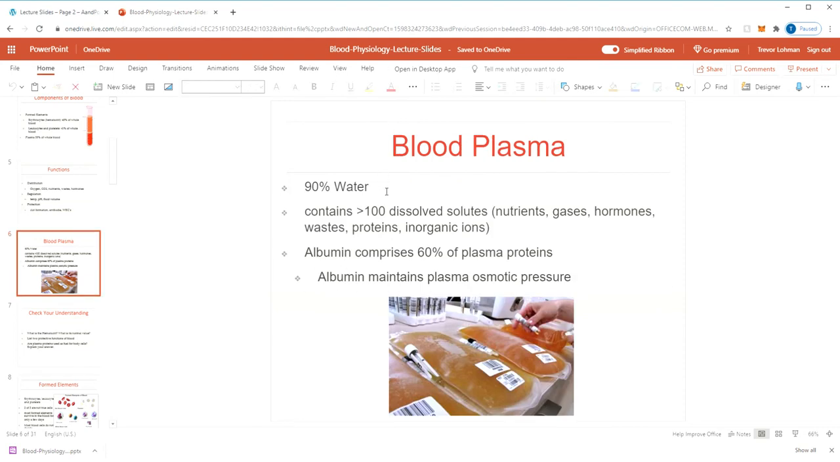So plasma, remember, it's 55% of your blood, and that 55% of your blood is 90% water. And within that water, we have more than 100 different solutes, which are nutrients, gases, hormones, waste, proteins, ions. And of those proteins, about 60% of the plasma proteins are albumin. Albumin and these other plasma proteins are not fuel. Well, some proteins that are delivered to your tissues are, but albumin specifically is not a fuel meant for consumption by your body's tissues. Instead, albumin maintains plasma osmotic pressure.